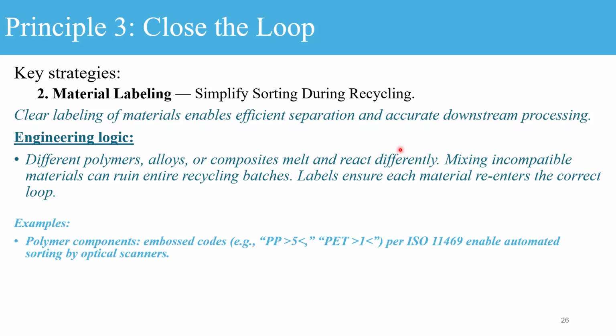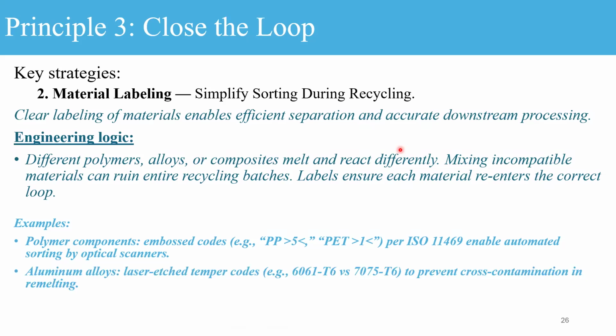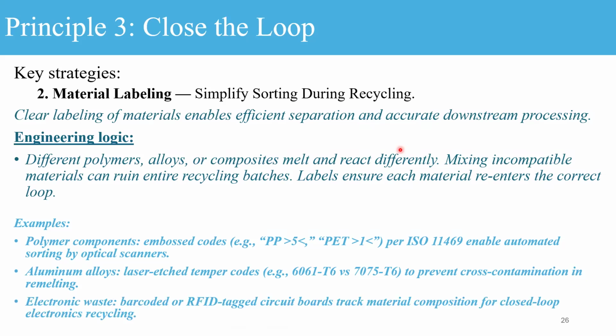Some examples of material labeling strategies include polymer components, which have embossed codes such as PP, PET, or ISO 11469, that enable automated sorting by optical scanners. In aluminum alloys, there are laser-etched temper codes to prevent cross-contamination in remelting. In electronics, there are barcoded or RFID-tagged circuit boards that track material composition for closed-loop electronic recycling.